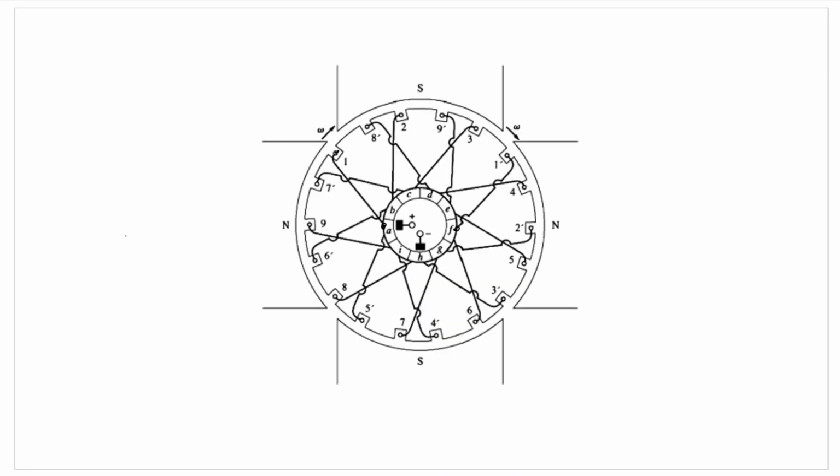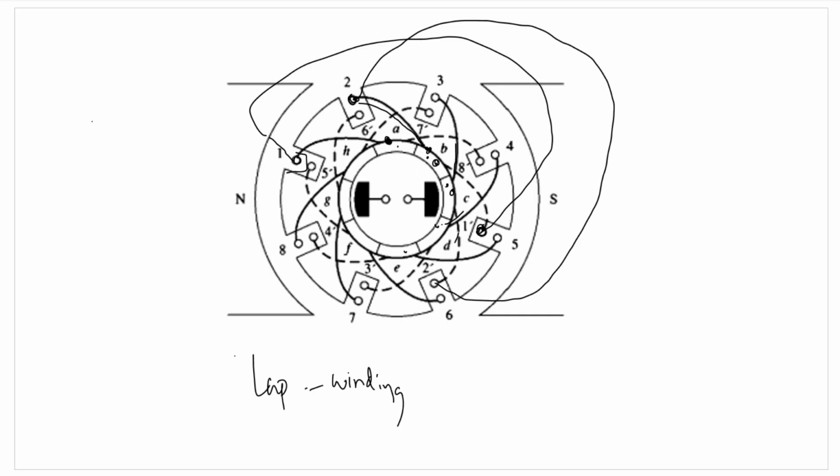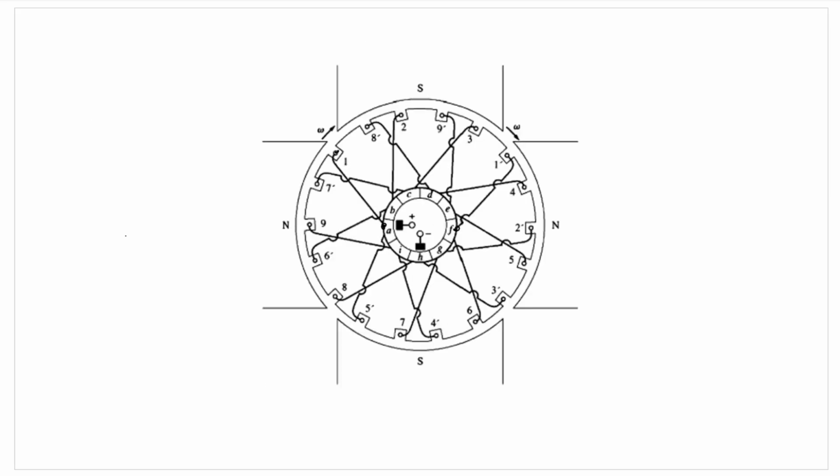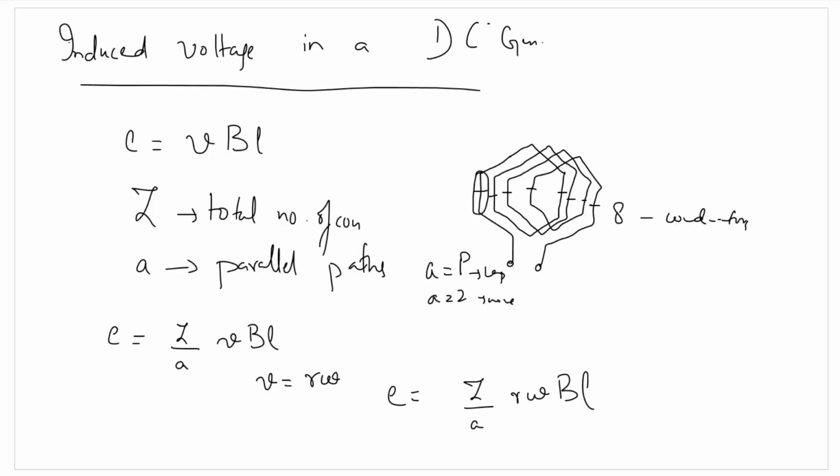There's more to it. We need to just remember here that in case of lap winding, the number of parallel paths produced are equal to P. Also, P number of brushes will be used. Whereas in case of wave winding, the number of parallel paths produced are only 2, so two brushes are used. The lap winding will be used for high current capacity, while the wave winding will be used for high voltage capacity. Accordingly, we derive the induced voltage.